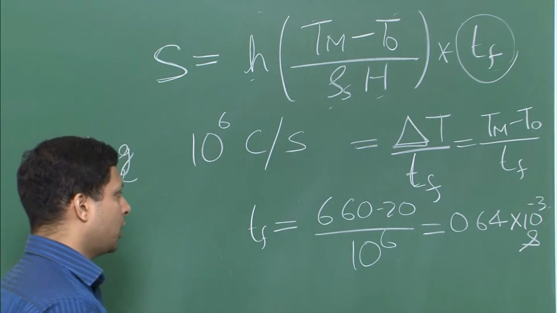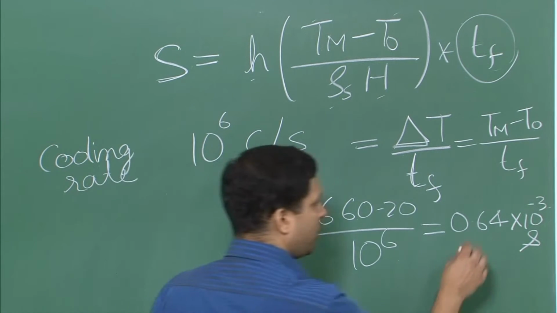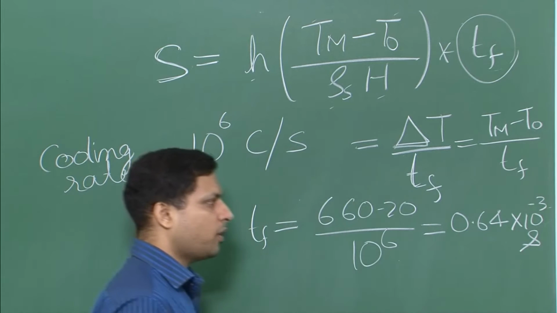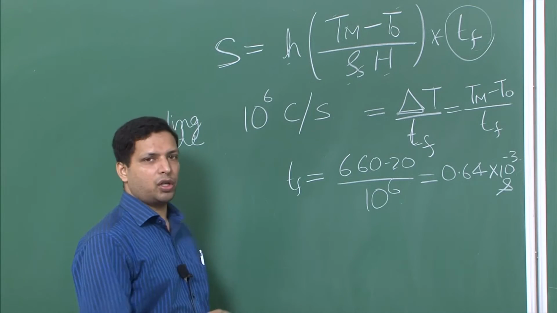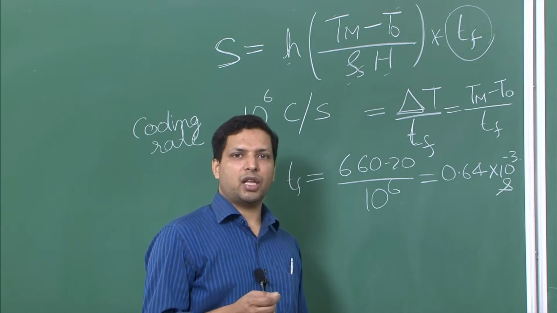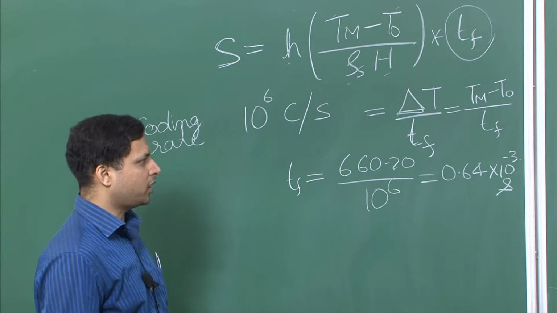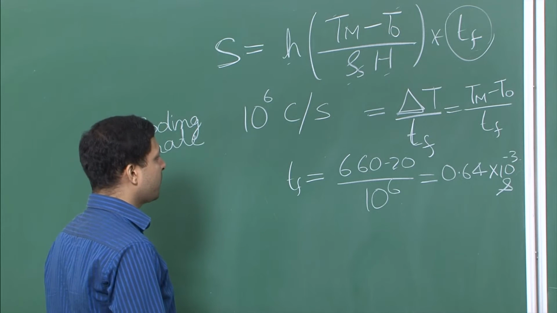So the total time for solidification, as you would expect in splat cooling, is coming to 0.64 into 10 to the power minus 3 second, 0.64 milliseconds. So it's a very small time. That will also give you an idea of the time frame that we are looking at when we are talking about splat cooling kind of phenomena. So this is the total time for solidification.